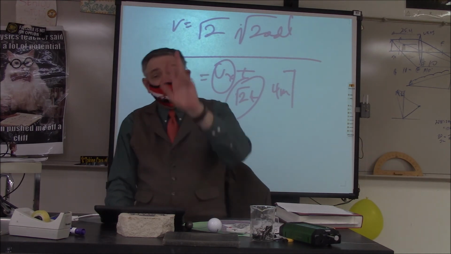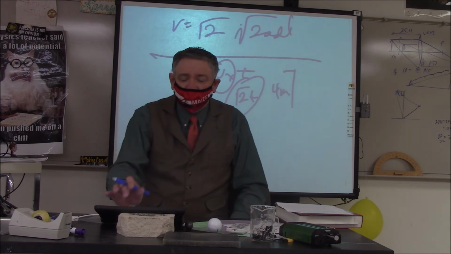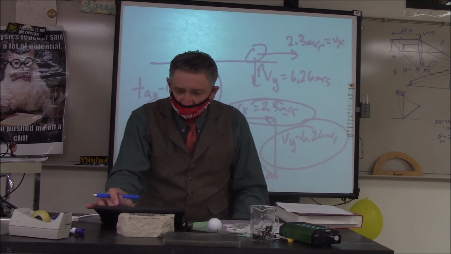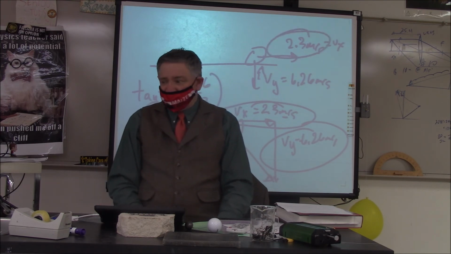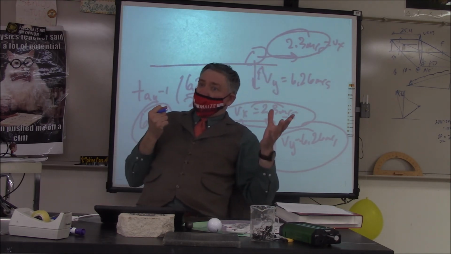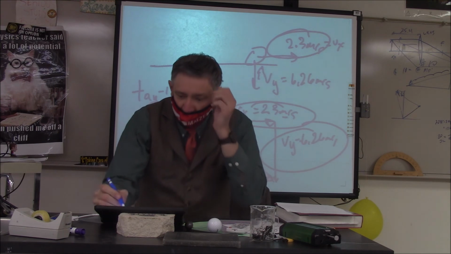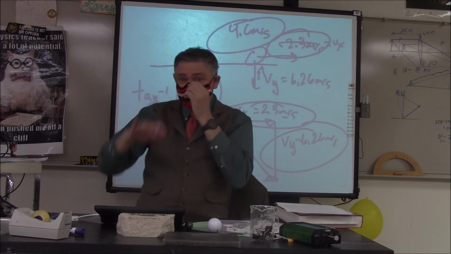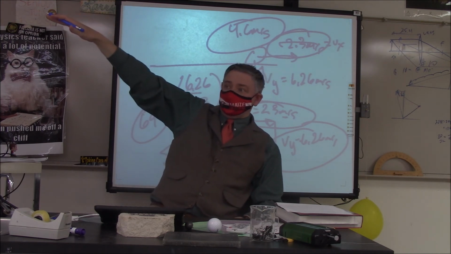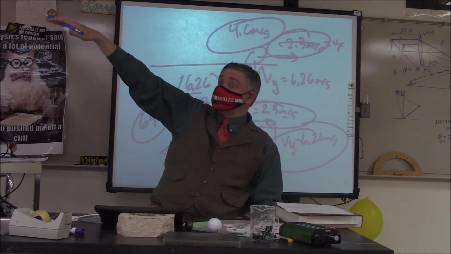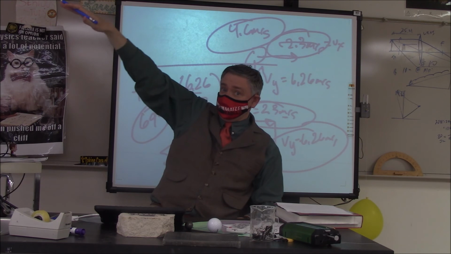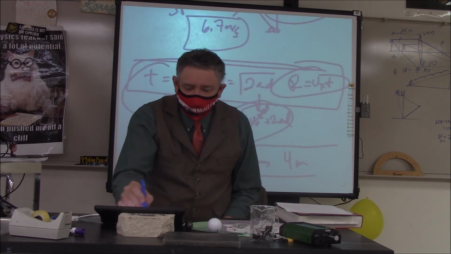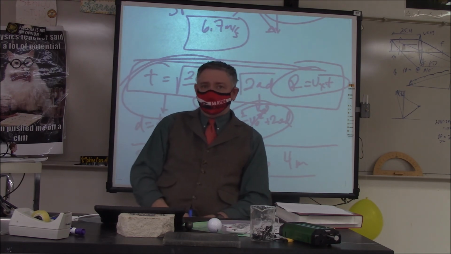Okay? Now, let's play this what-if game. What if instead of shooting it out at 2.3 meters per second, I pull that plunger back farther and I launch it at 4.6 meters per second. Okay, so now I'm going to double my horizontal velocity. So now I'm going to make it shoot out twice as fast, horizontally. What's that going to do to the amount of time that it's in the air?